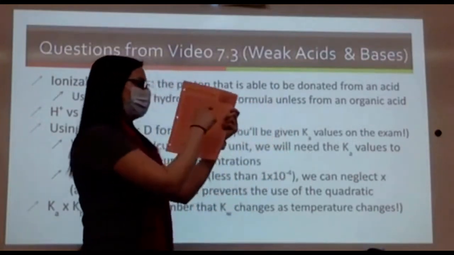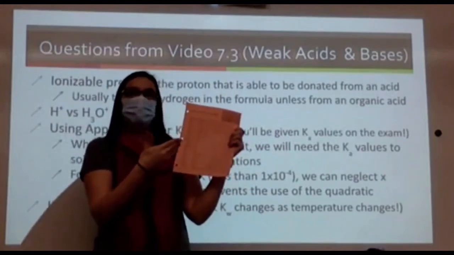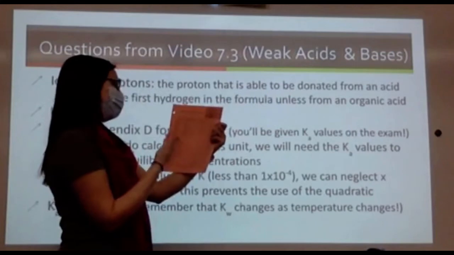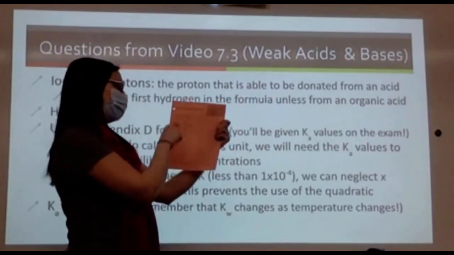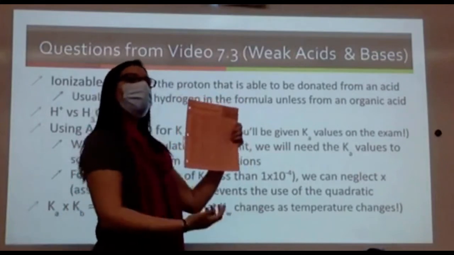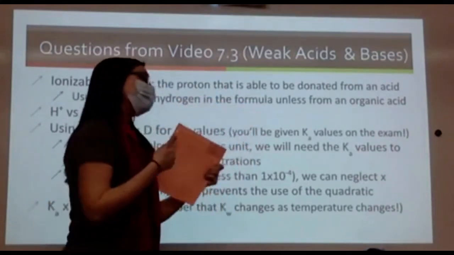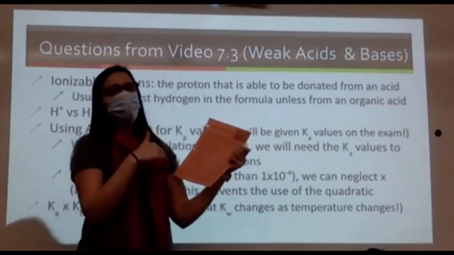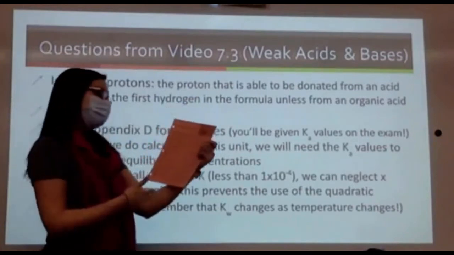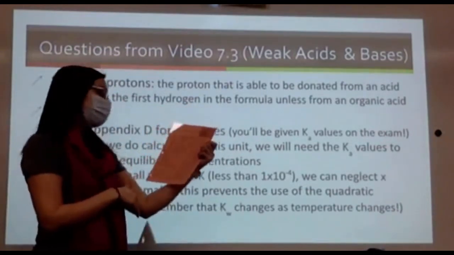Now, some of them have multiple Ka values because they have multiple hydrogens. In the case of arsenic acid, H3AsO4, it has 3 ionizable protons. It's called a triprotic acid, so it has 3 Ka values. We're going to look at an example tomorrow of a polyprotic acid, meaning it has multiple hydrogens, and we're going to look at how to know which Ka to use.